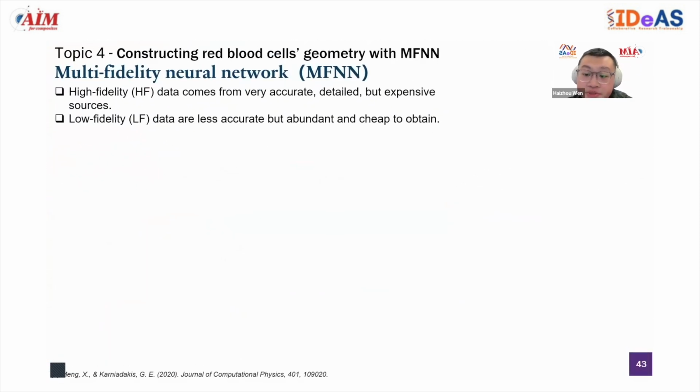So let's put the background of RBCs aside for a little bit and ask about a new NN framework: the multi-fidelity neural network, or MFNN. MFNN deals with two kinds of data sets. One is the high fidelity data, which comes from very accurate and detailed but expensive sources. In contrast, the low fidelity data is cheap and easy to access, but less accurate.